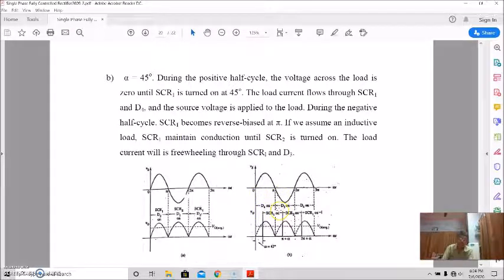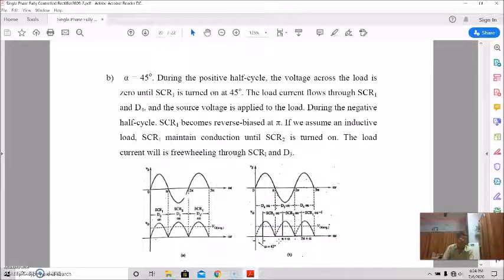So from 0 to pi diode 4 is on. But SCR 1 is on from how much? From alpha equal to 45 degree to pi. So that is omega t equal to alpha to omega t equal to pi.